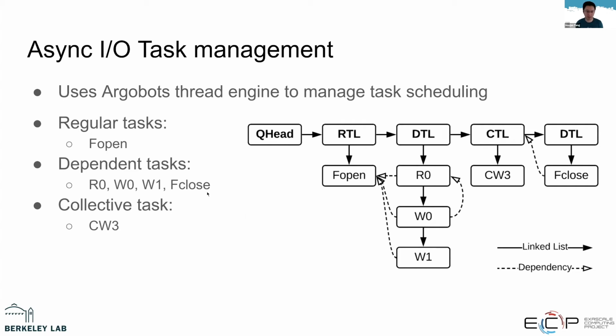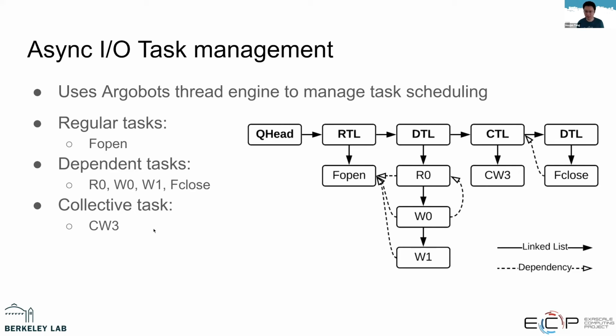And the next one is a dependent task. So the dependent task depends on the successful execution of other tasks. For example, read and write operations on the object of a file depend on the successful open of the file. So we manage this as a separate type of task, and we put it in as a separate list in the task queue. And the third one is a collective task.